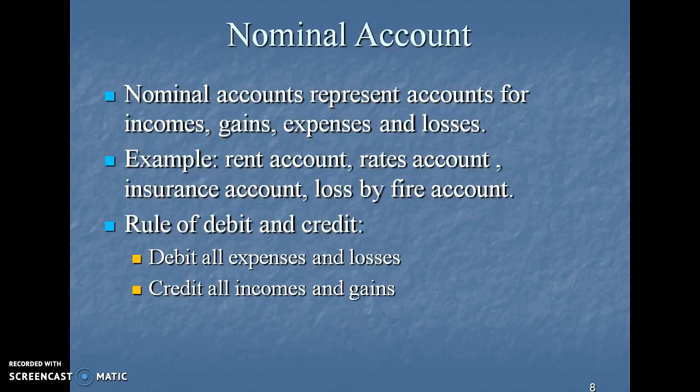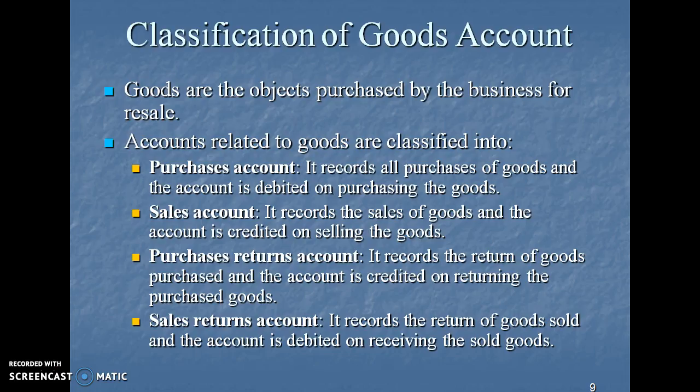Next is the nominal account. A nominal account represents accounts for income, gains, expenses and losses. Examples: rent account, rates account, insurance account, loss by fire account. Rule of debit and credit: debit all expenses and losses of the organization, whereas credit all the incomes and the gains of the organization.